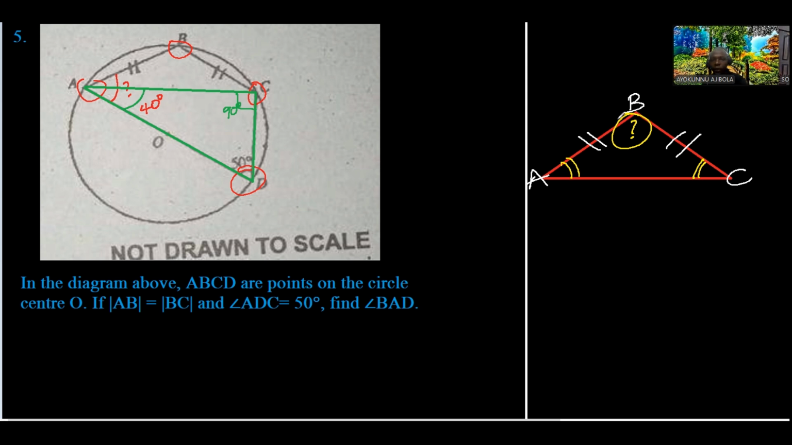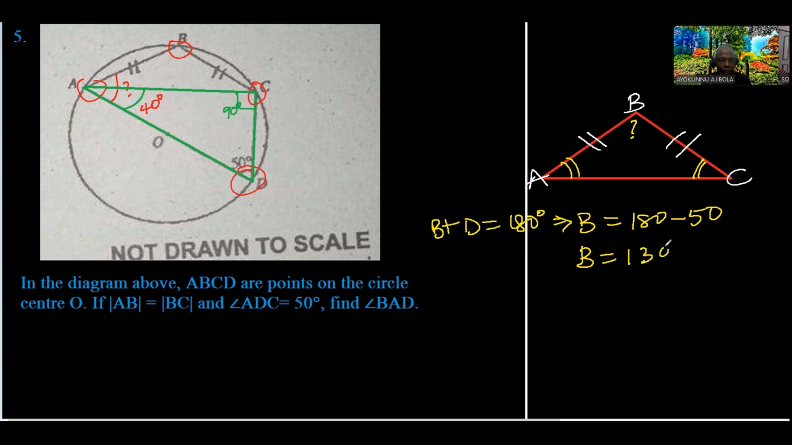Now to find the angle at B, we will use this and this. Can you see this? These are opposite angles of a cyclic quadrilateral. So we can say angle B plus angle D is 180 degrees. So that means angle B will be 180 minus 50, because angle at D is 50. Then that angle at B will be what? 130. So it implies that the angle at the top here is 130.